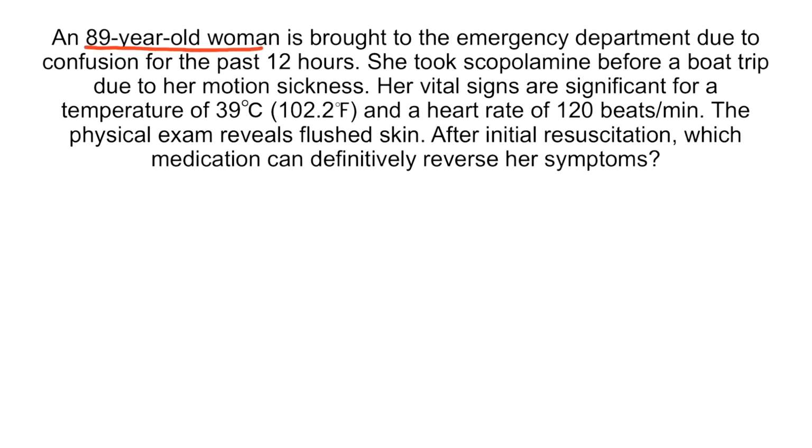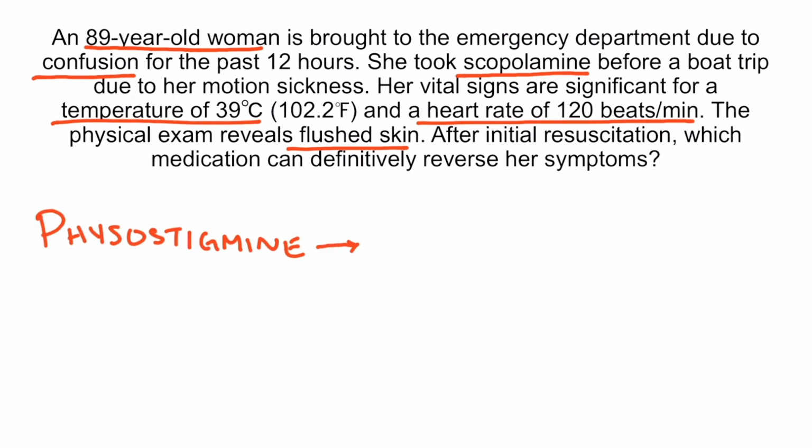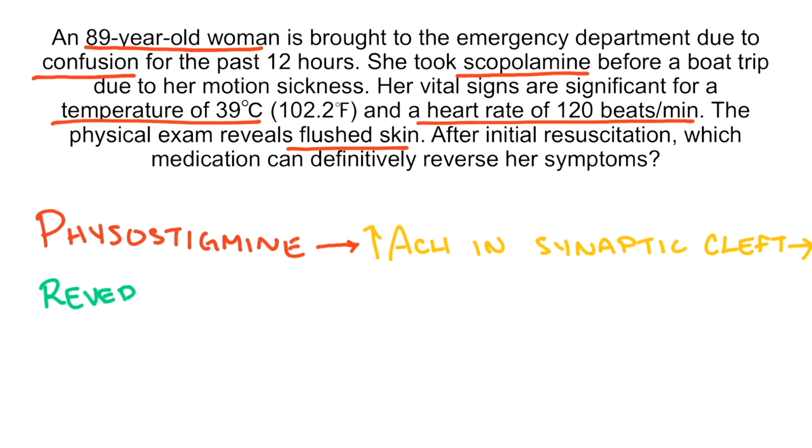This elderly woman presents with confusion, hyperthermia, tachycardia, and flushed skin after taking scopolamine. Scopolamine is an anticholinergic agent used to treat motion sickness. Therefore, this patient likely has anticholinergic toxicity. The medication that can definitively reverse her symptoms is physostigmine. Physostigmine is the acetylcholinesterase inhibitor with high blood-brain barrier permeability. Therefore, it increases the acetylcholine levels in the synaptic clefts. Acetylcholine then displaces the anticholinergic medication from the muscarinic and nicotinic receptors, reversing the patient's symptoms.